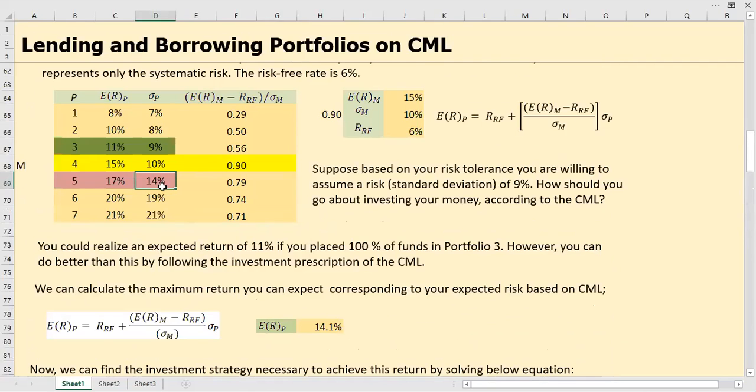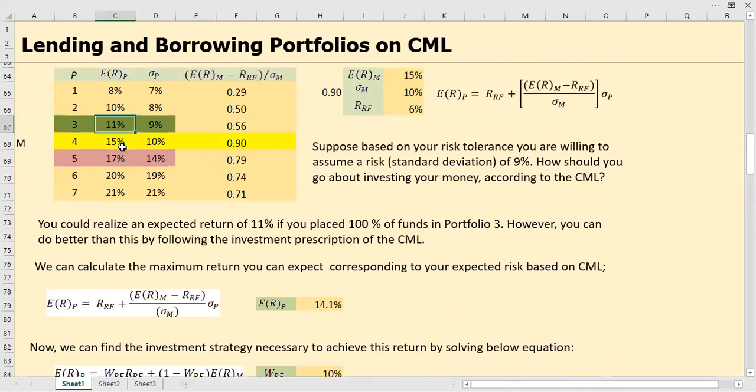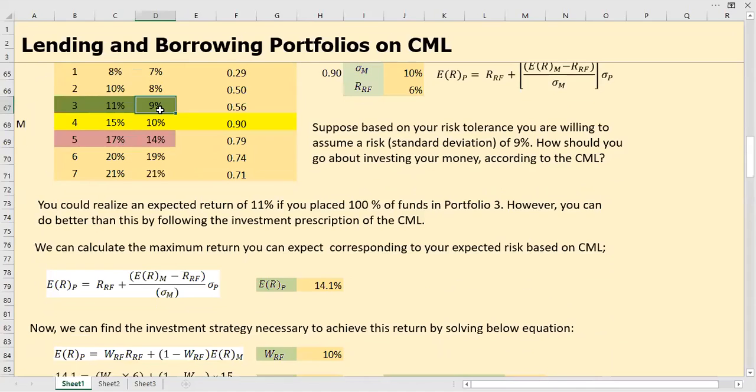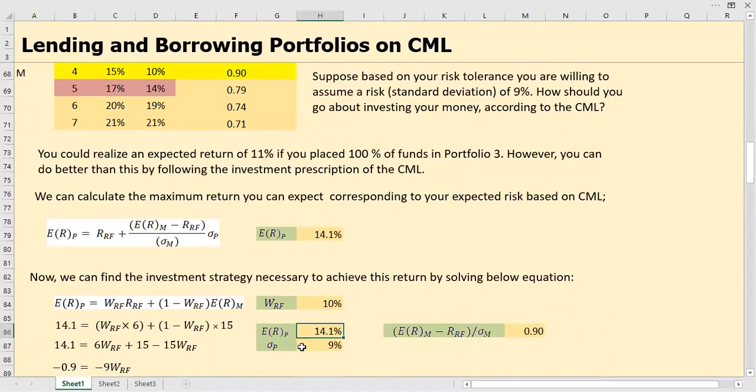Same thing when it comes to lending portfolio also. If you do not have a capital market line, for 9% of risk, you can only earn 11% of return. But if you have the capital market line, that means for 9% of risk, you can earn a 14.1.